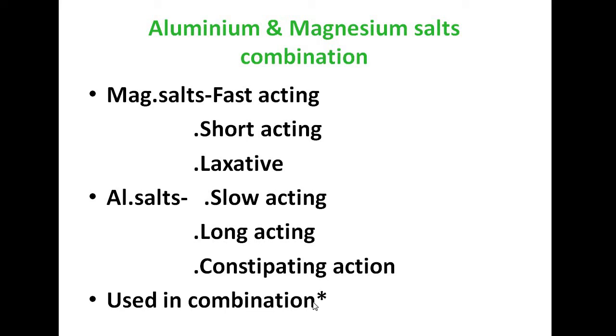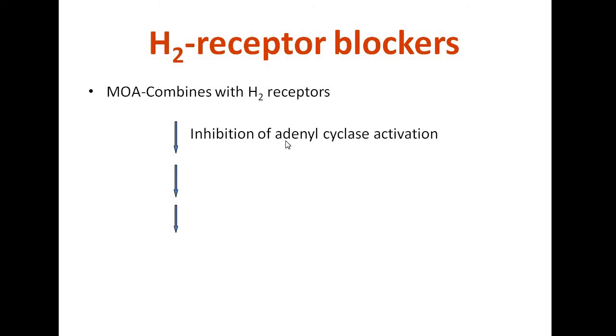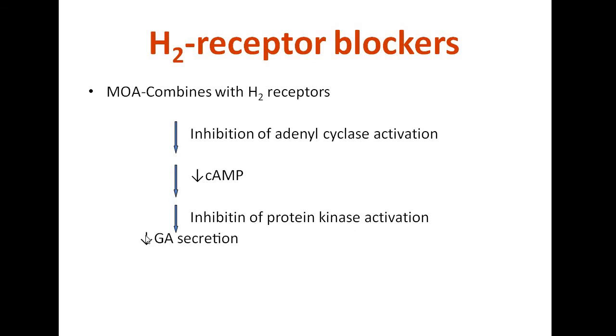Okay, this is what we have just described. H2 receptor blockers, among the first used was cimetidine. The mechanism of action is they combine with the H2 receptors of the parietal cell, thus inhibit adenyl cyclase activation, which decreases cyclic AMP formation in the parietal cell, inhibits protein kinase activation, thus decreasing gastric acid secretion.